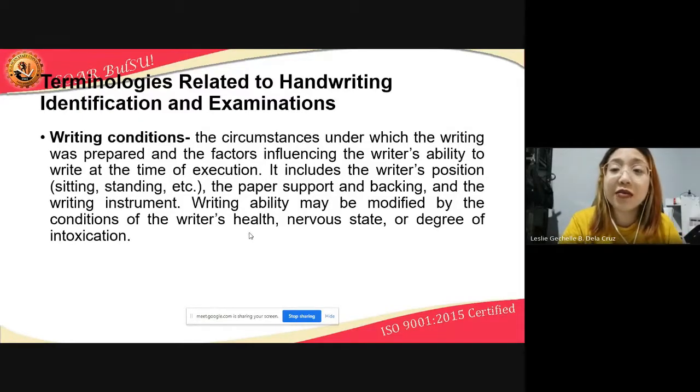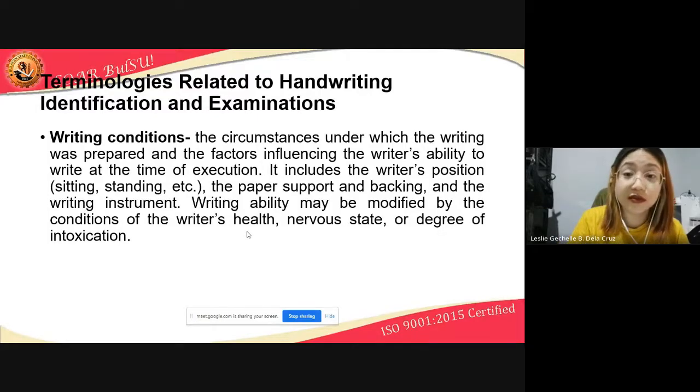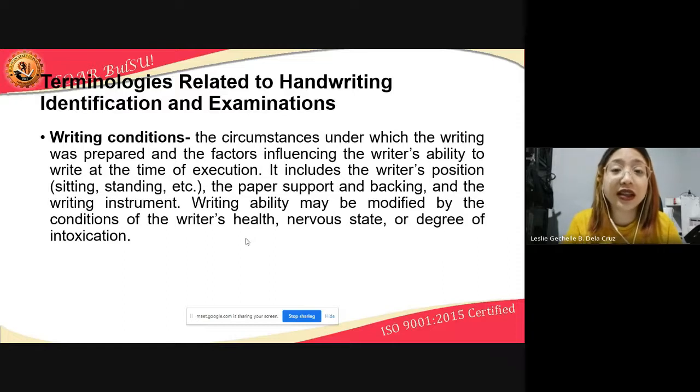Writing ability may be modified by the conditions of the writer's health, nervous state, or degree of intoxication. Of course, kung may sakit ka nung panahon na nagsulat ka, iba ang magiging handwriting mo. Kasi yun nga yung writing condition mo at the time you were doing your document.